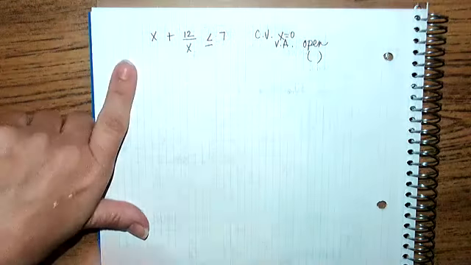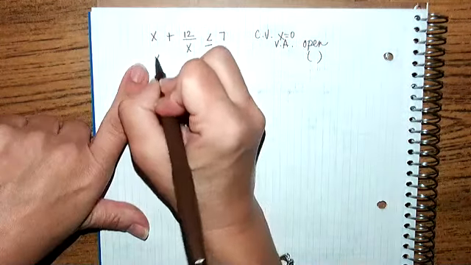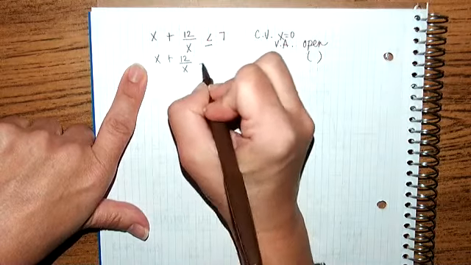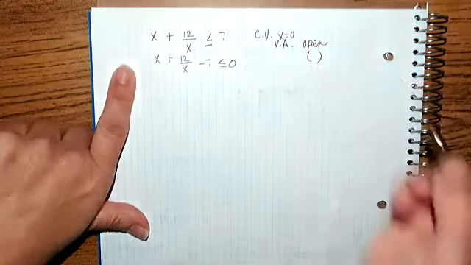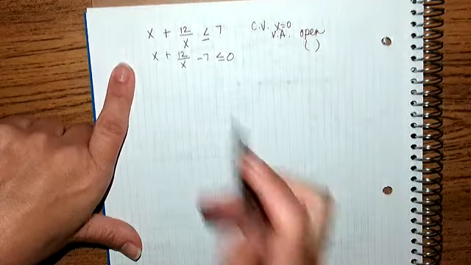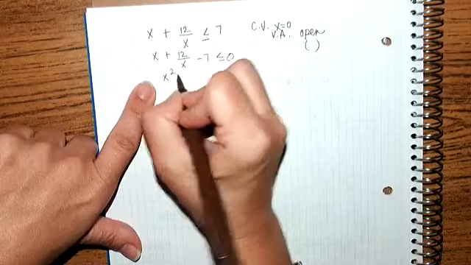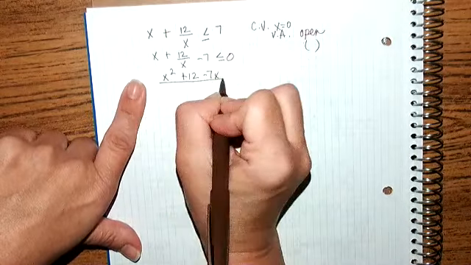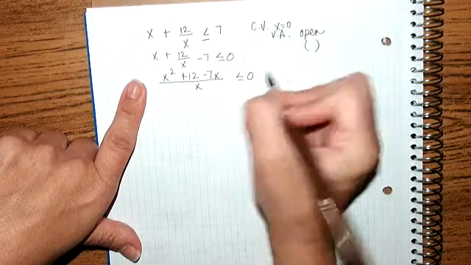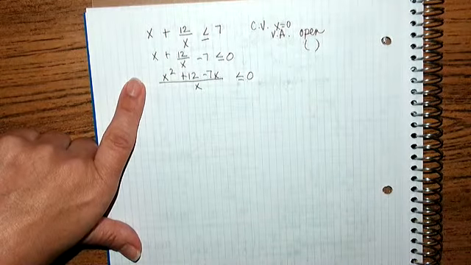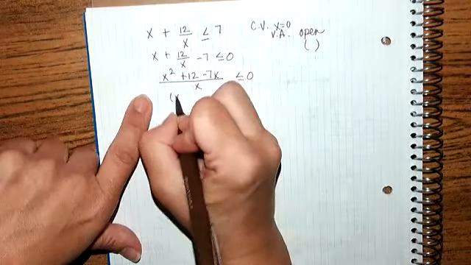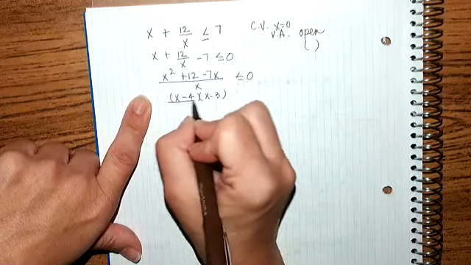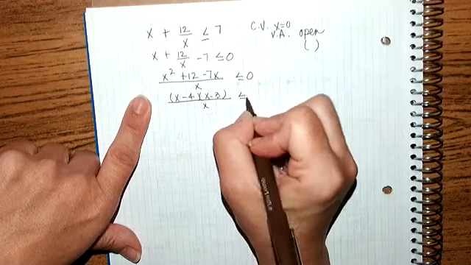Okay, so the common denominator is x. Let me just write x plus 12 over x minus 7 is less than 0. X squared plus 12 minus 7x all over x is less than or equal to 0. This factors as x minus 4, x minus 3 all over x.